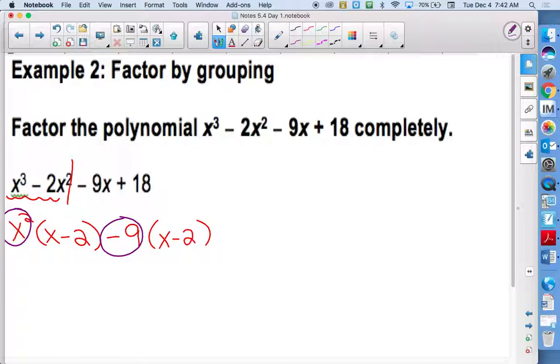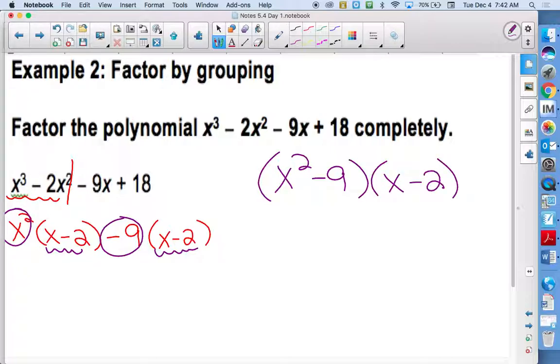The reason we can do that is because the x minus 2 in the parentheses is the same. If that's not the same, then you cannot group them together and you did something wrong. But it is the same, so we can pull the x squared and the minus 9 together, and then the x minus 2. So that's factor by grouping.